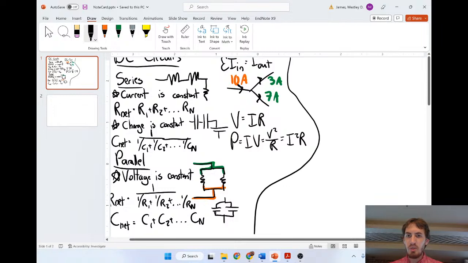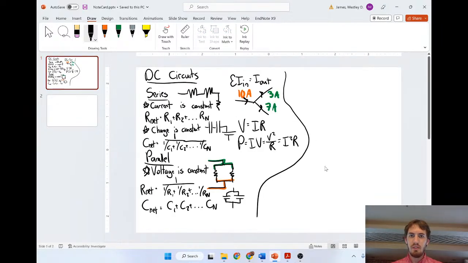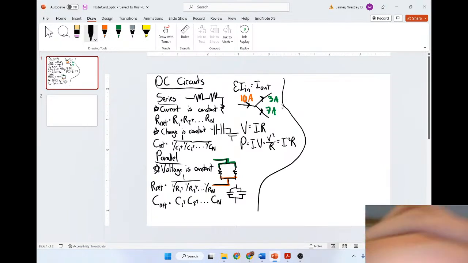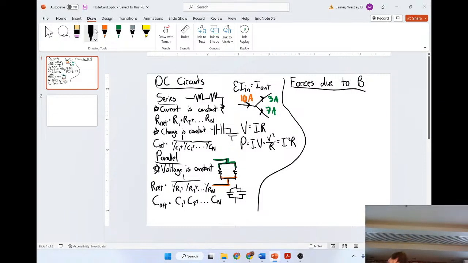So, next thing we're going to do is forces due to magnetic fields. Forces due to B. Hopefully we know that B is magnetic field. If not, you should know that. Forces due to magnetic fields.